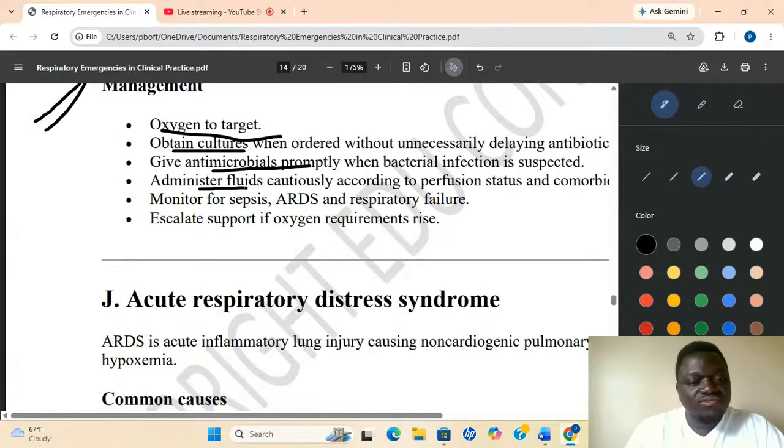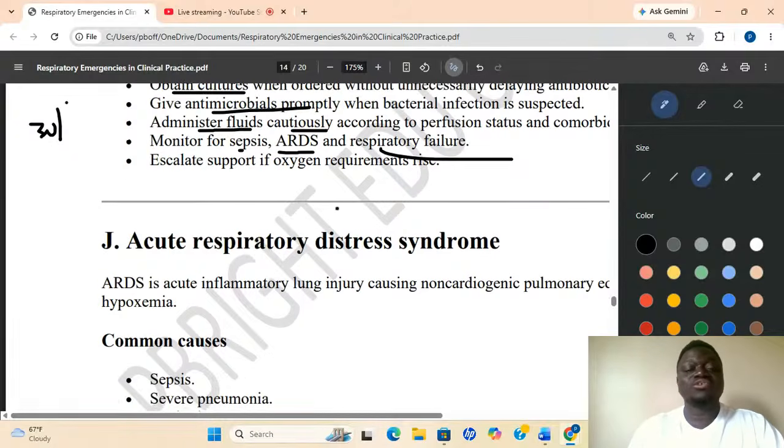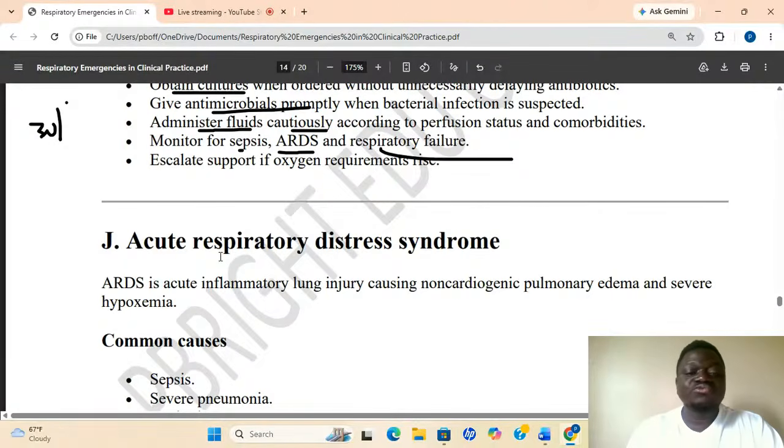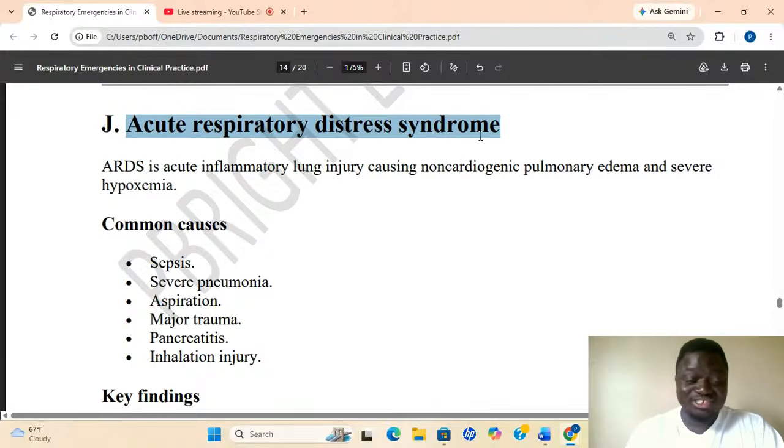You administer your fluid cautiously, 30 mils per hour. Then you monitor for sepsis and ARDS, that is the severe form of respiratory failure. Then escalate support if the oxygen requirement rises. On this note, let us enter into a state we call acute respiratory distress syndrome. If you have never managed this case before and you get it, the patient will die on you.